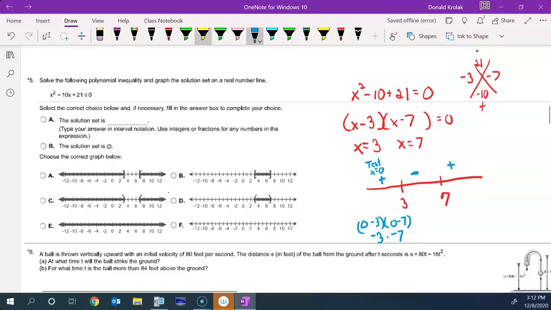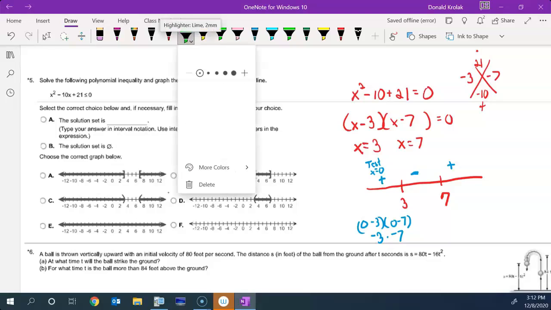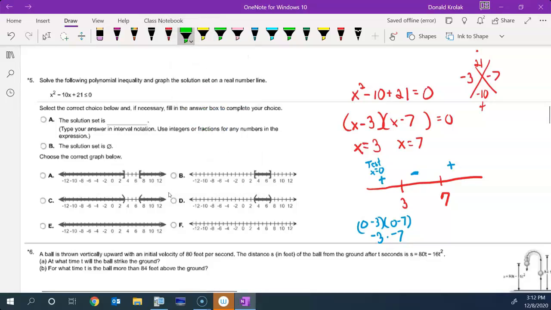Okay, the question is asking, in what intervals is this less than or equal to 0? So right there is where my function is less than or equal to 0. It's equal to 0 at 3 and 7. So in interval notation, that would be bracket 3, comma 7. Okay, which in this case would be choice B, because of the brackets, not the parentheses.